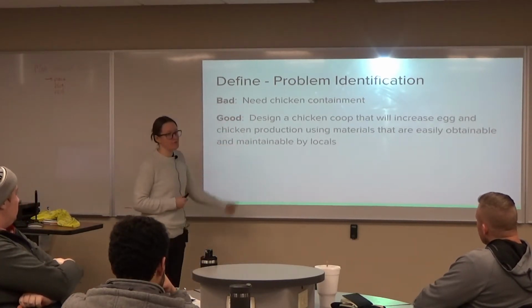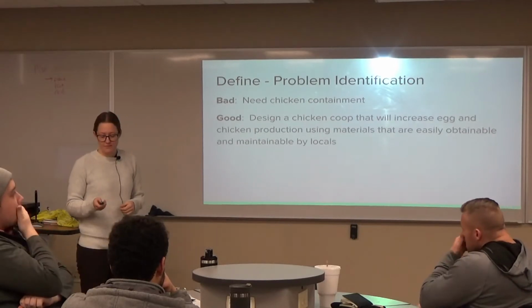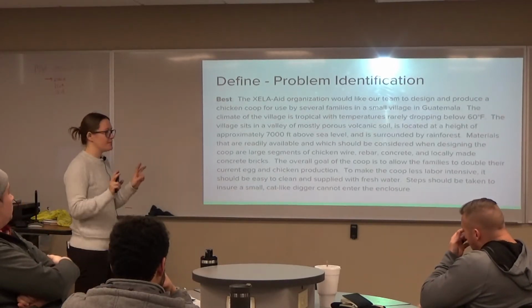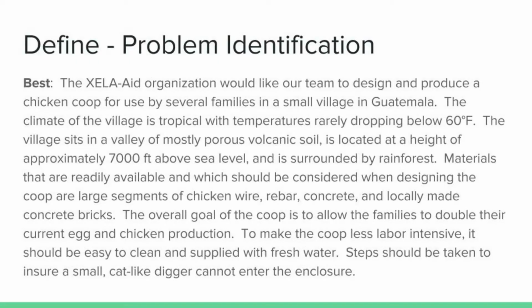So you want to make sure that your problem identification includes some more details. And here's the best one. So now we're talking about who the organization is. They would like the team to design and produce a chicken coop used by several families in a small village in Guatemala. Now we're getting more specific. Who are those local people and what materials might be available to people in a small village in Guatemala, right? Now we learn about the climate, the temperature that's happening there. There's volcanic soil, there's a certain level above sea level, and they have rainforests all over.